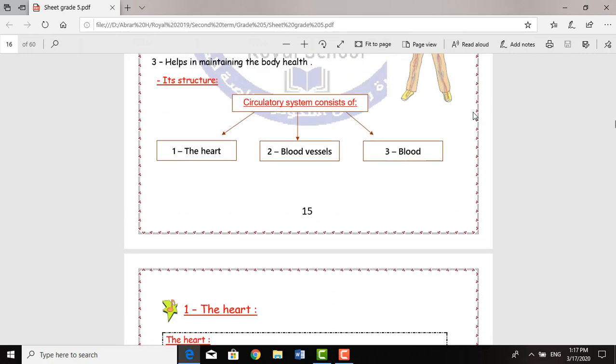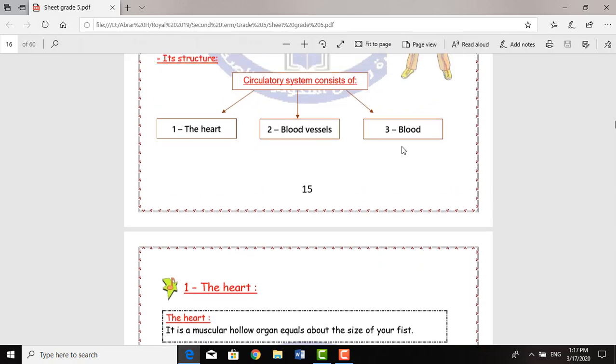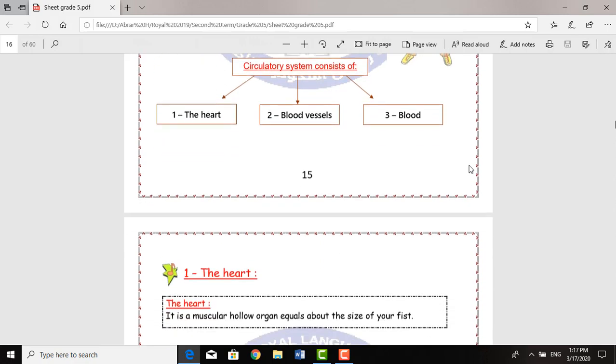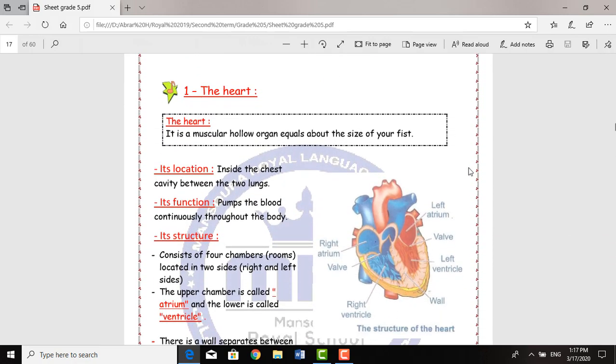The structure of the circulatory system. The circulatory system consists of three main parts. The first one is the heart, the second one is the blood vessels, and the third one is the blood. Again, the circulatory system consists of heart, blood vessels, and blood. First of all, let's talk about the heart.